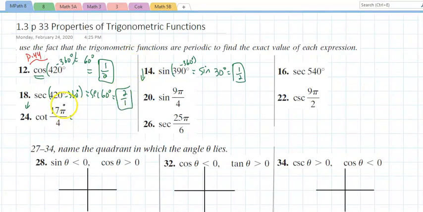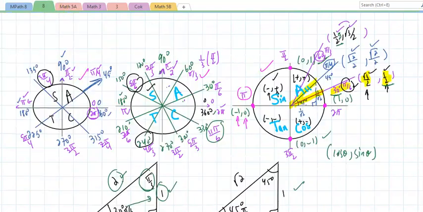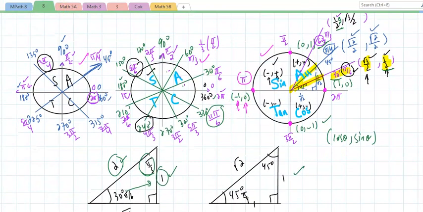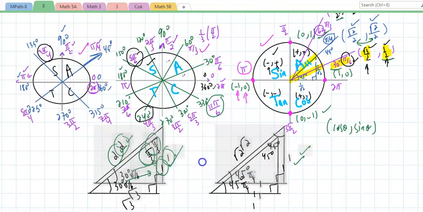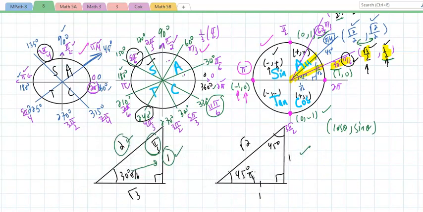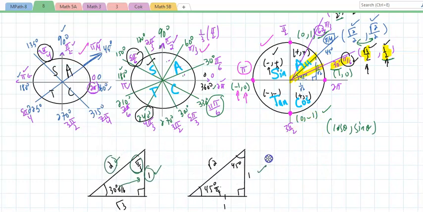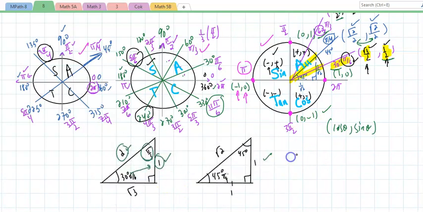Cotan of 7 pi over 4. Pi over 4 is the key. I know that's a 1 because if I take the sine over cosine or cosine over sine, that's a 1. If I take 45 degrees, the opposite, you know what, I should have shrunk this a bit. Okay, there we go, much better. If I take the tan or the cotan, that's still a 1/1. So this is a 1.